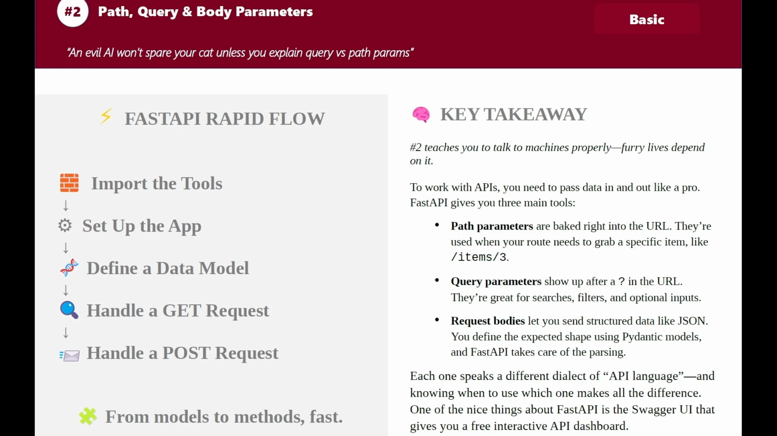We also have request bodies, which are used in post requests. Now, when you send structured JSON, FastAPI expects a shape, right? And you define it using Pydantic models, and FastAPI will parse it automatically.